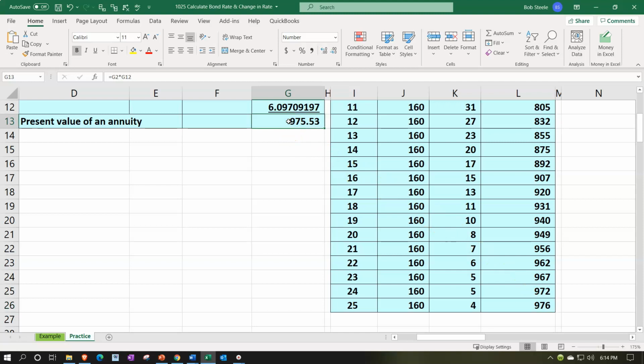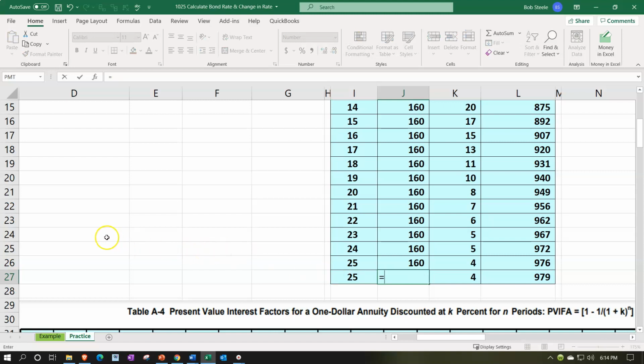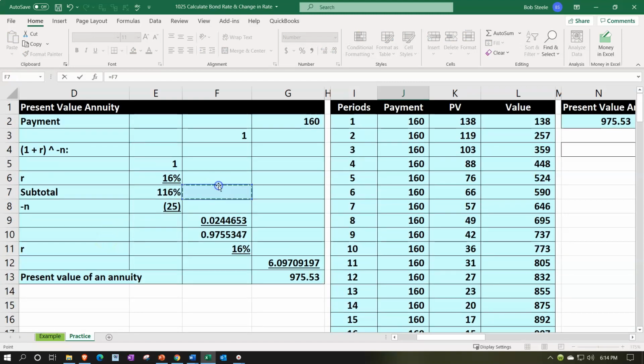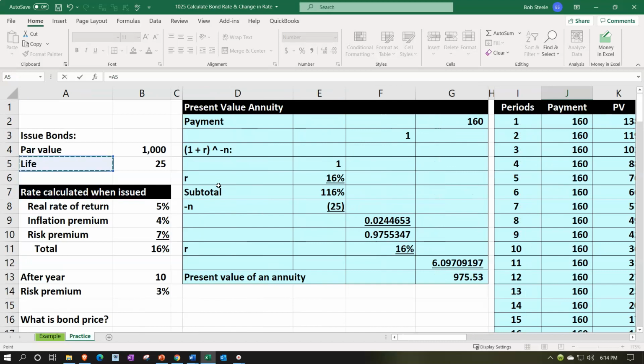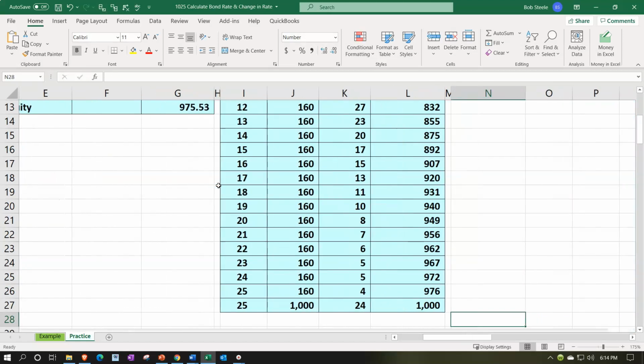There's the 975.53. We could do this one more time and say, why don't I do this one more time for that present value of the 1,000? And that'll give us our answer. So let's do that. Let's fill this down one more time. Still at 25 periods, because this is that last period, but this number, not 160, not an annuity kind of payment here, but rather present value of 1 for that 1,000, the par value of the bond.